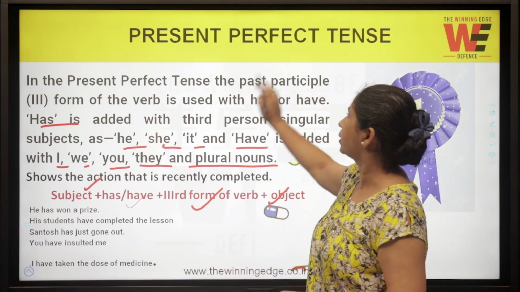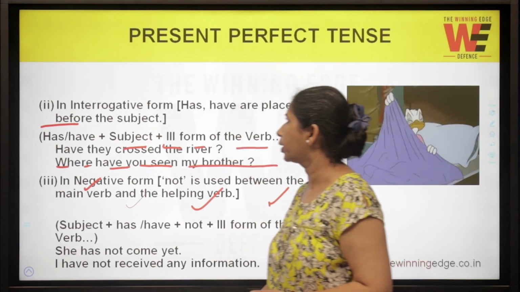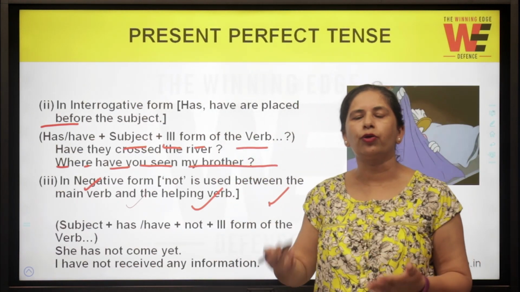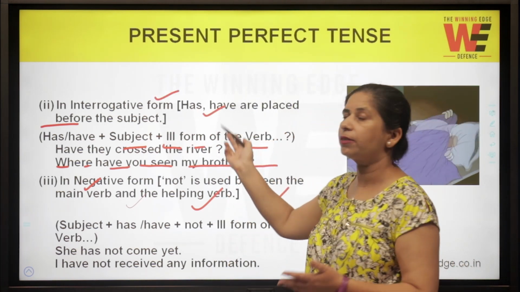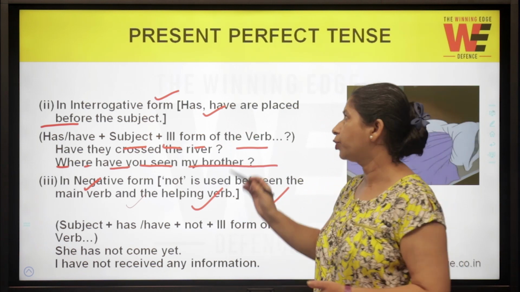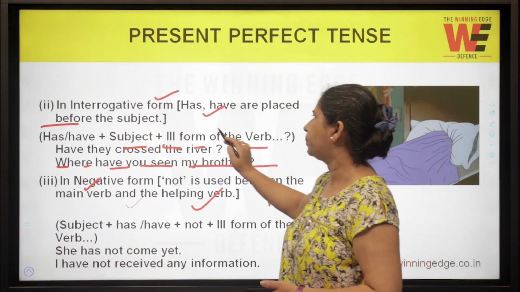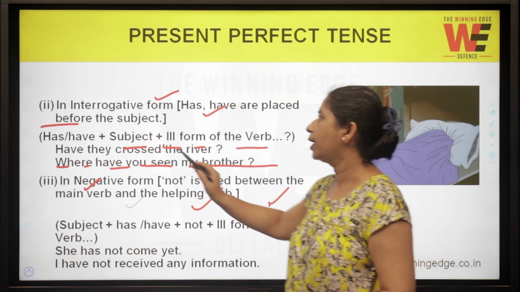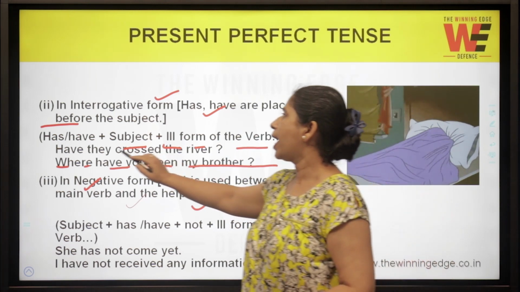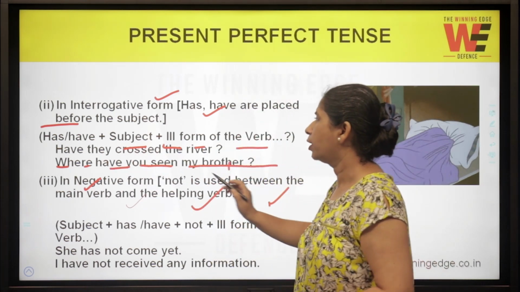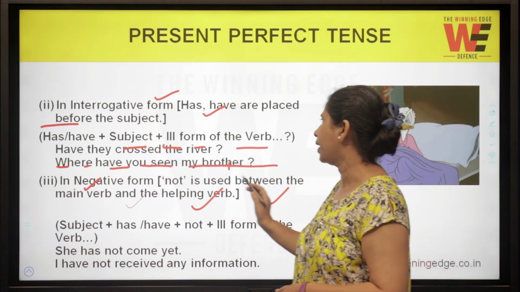कौन से tense की हम बात कर रहे हैं? Present perfect tense की बात कर रहे हैं. Okay. अगर क्वेश्चन आपका इंटेरोगेटिव बनता है, ठीक है, इंटेरोगेटिव फॉर्म, has, have are placed before the subject. ओके, you have to remember सब्जेक्ट से पहले आएंगे has, have plus subject plus third form of verb, जैसे कि have they crossed the river, so have is coming before. Okay, have they crossed the river. Where have you seen my brother, so where have you seen my brother.